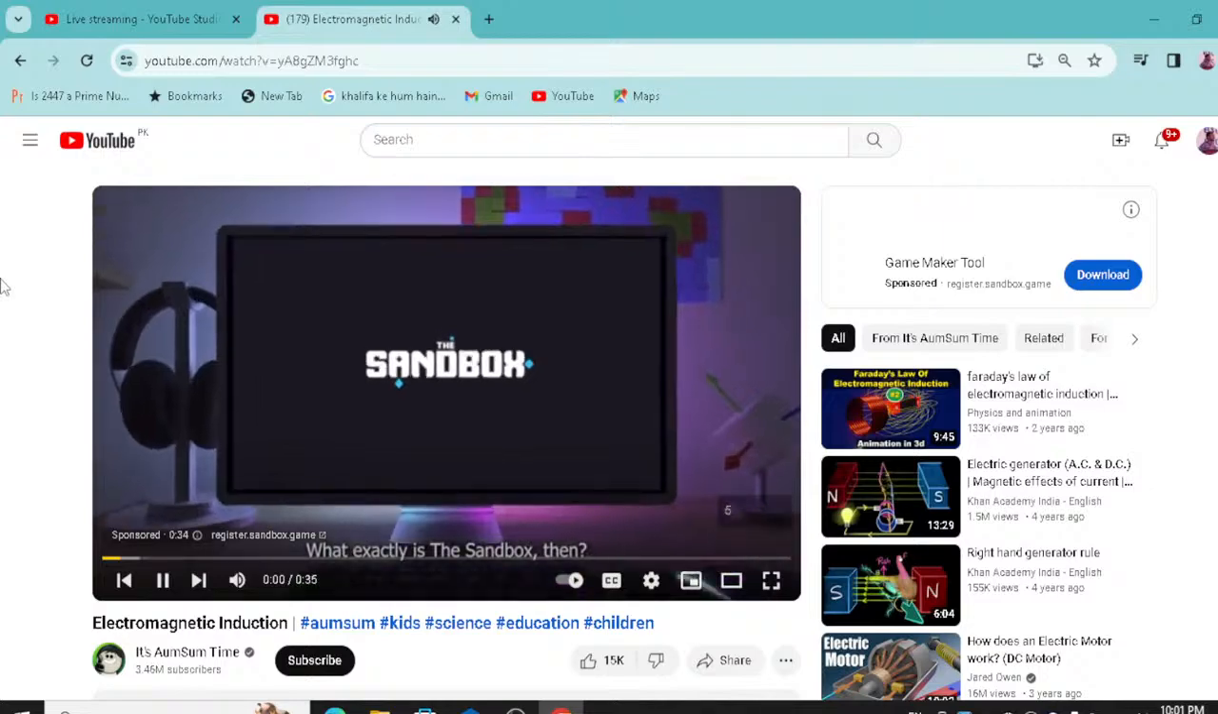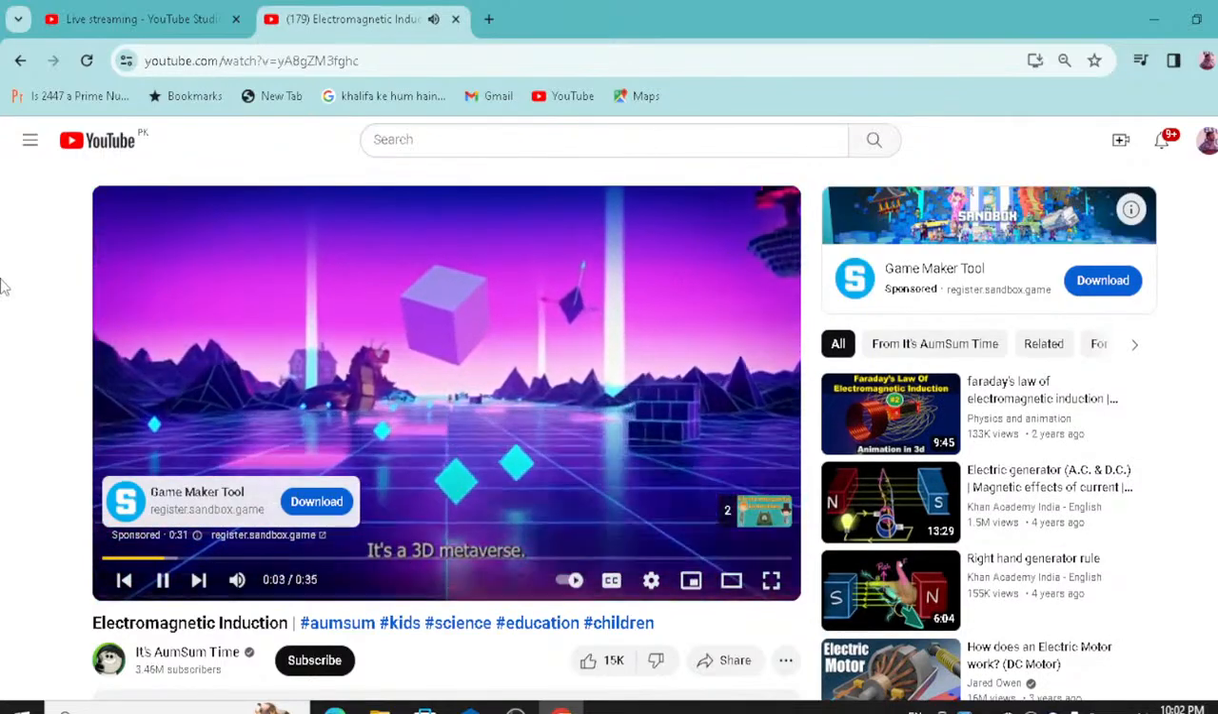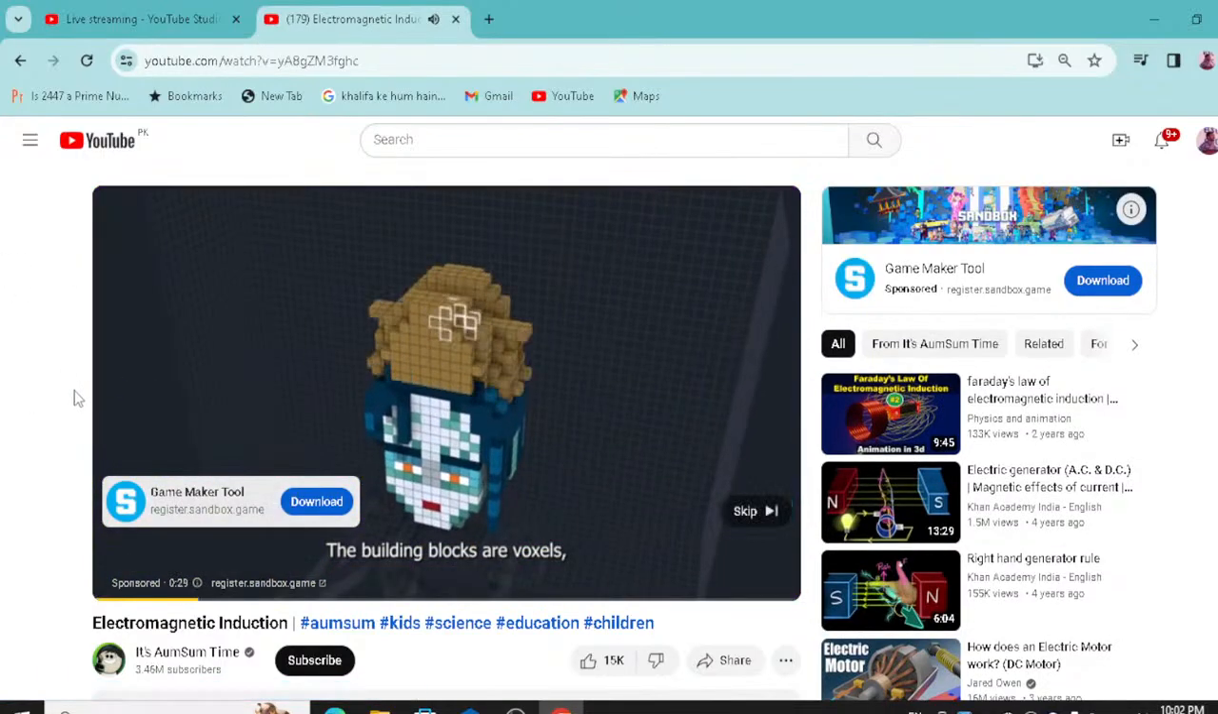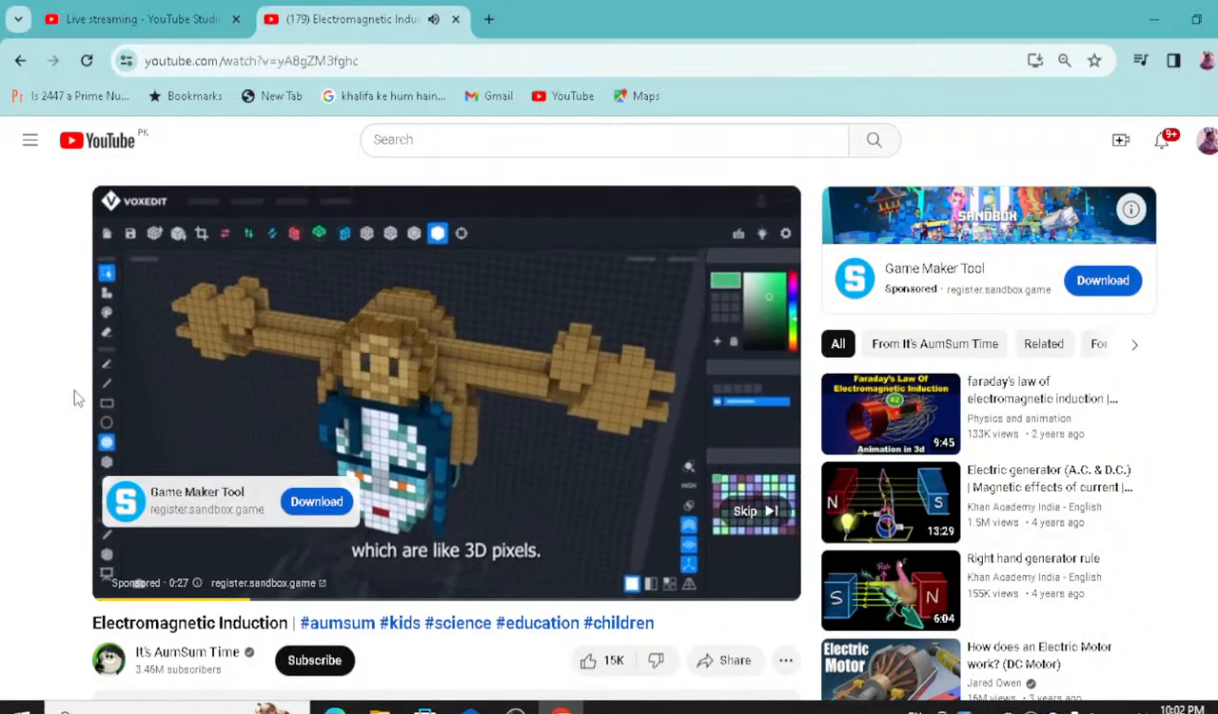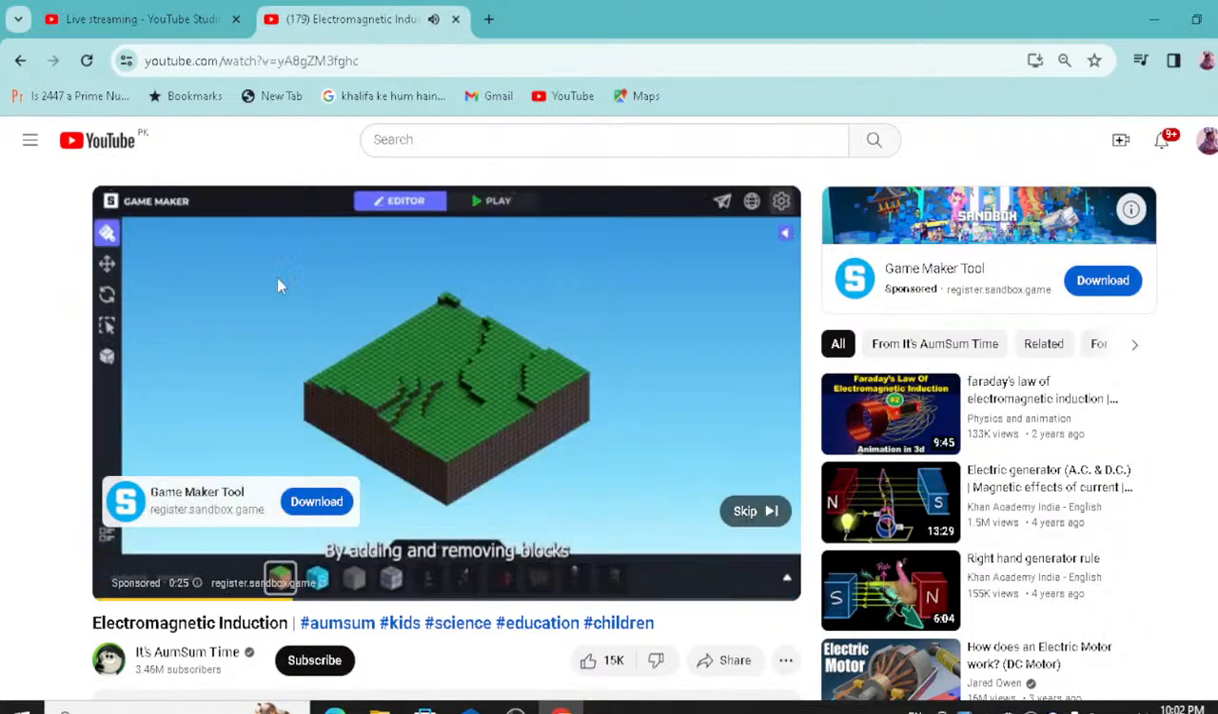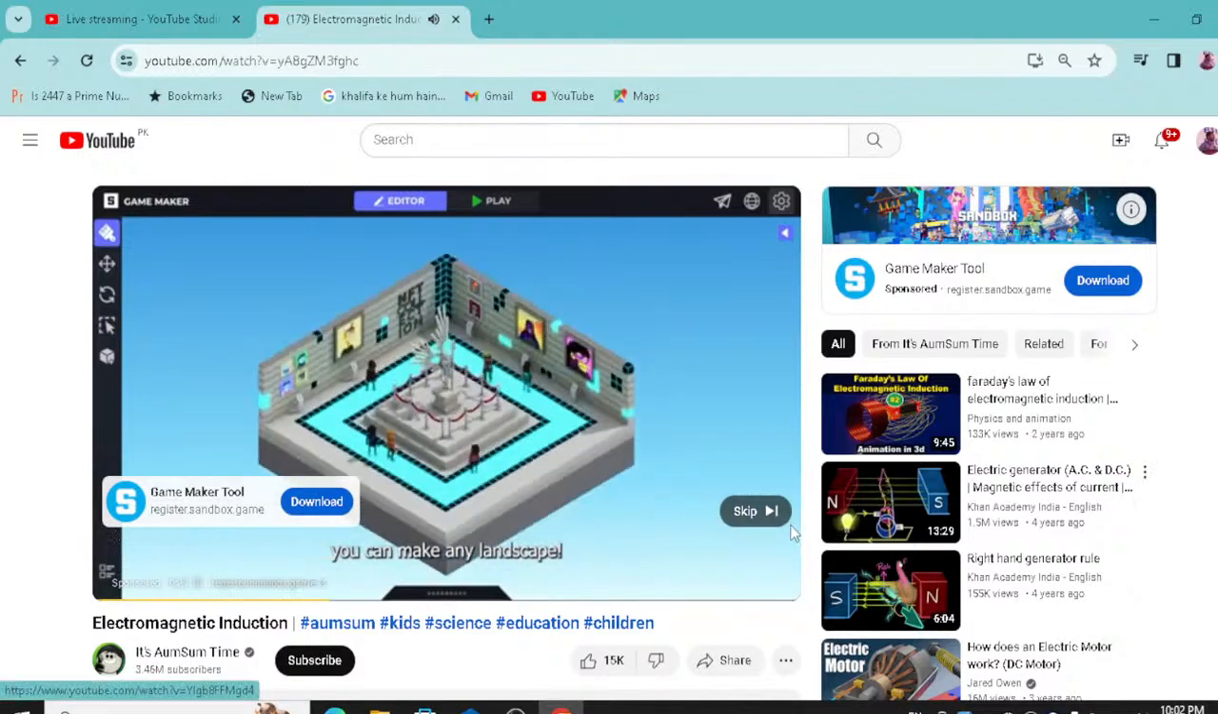What exactly is the sandbox then? It's a 3D metaverse. The building blocks are voxels, which are like 3D pixels. You can even animate. By adding and removing blocks, you can make any landscape. I don't know how to.